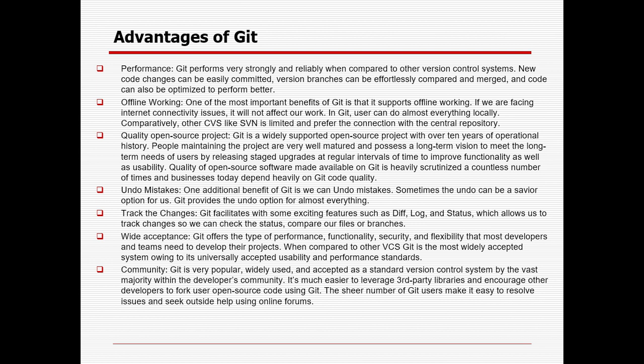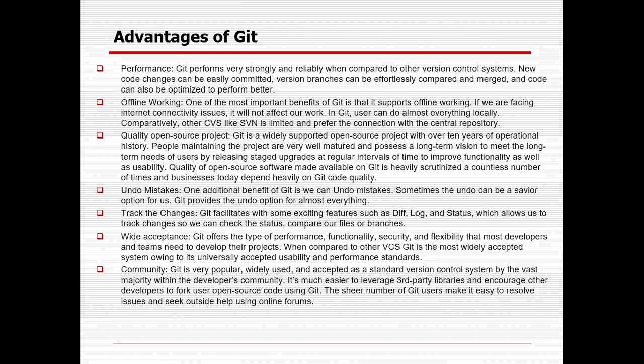Wide acceptance. Git offers the type of performance, functionality, security and flexibility that most developers and teams need to develop their project. When compared to other version control systems, Git is the most widely accepted system owing to its universally accepted usability and performance standard. That is the reason 70% of developers are using Git instead of other version control systems.